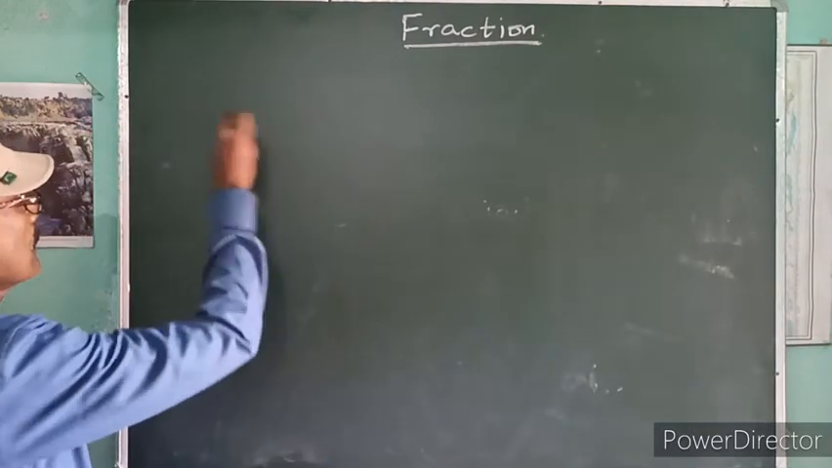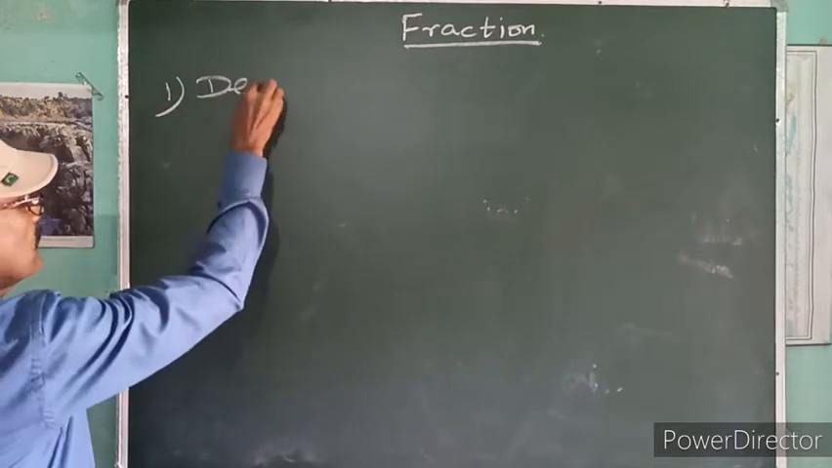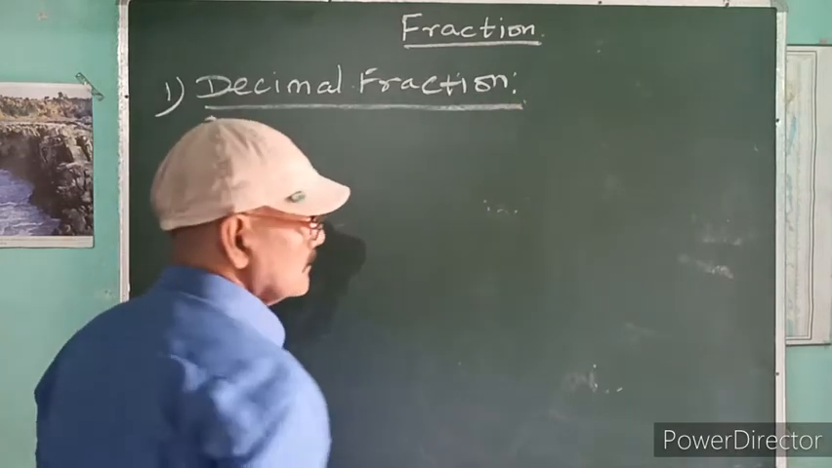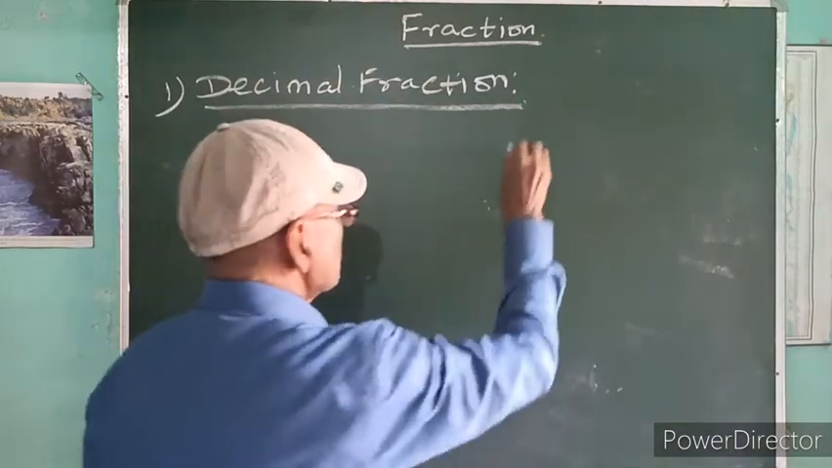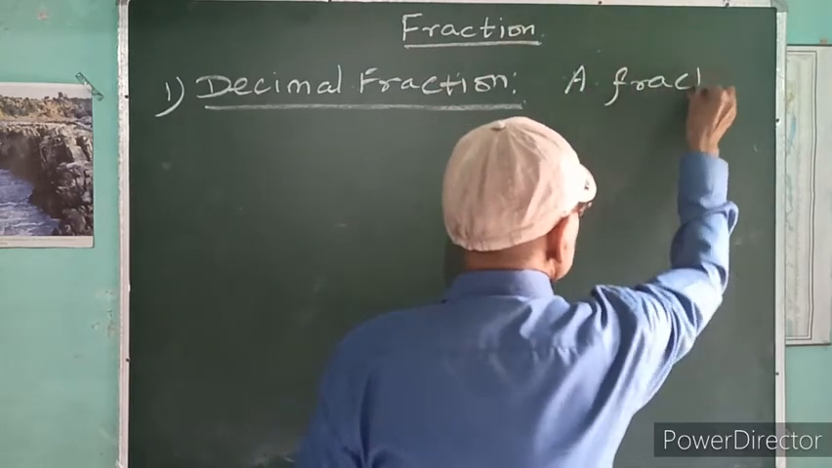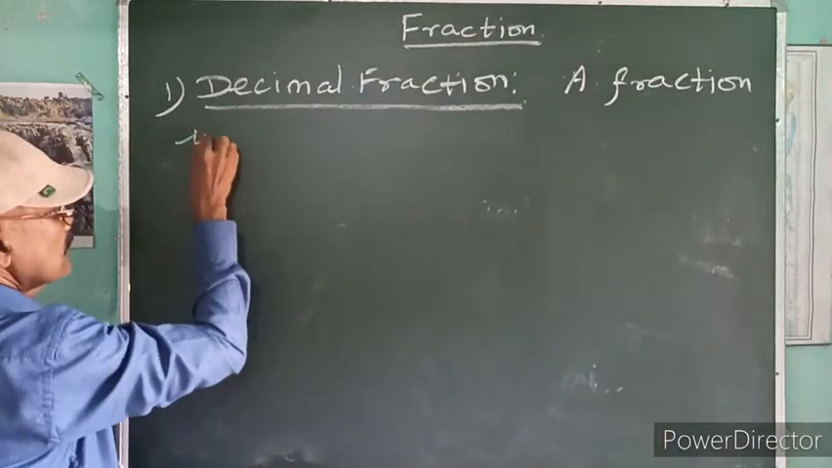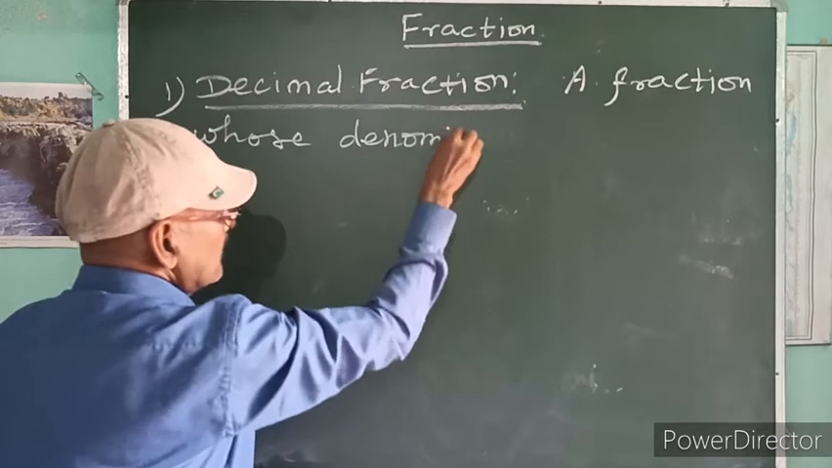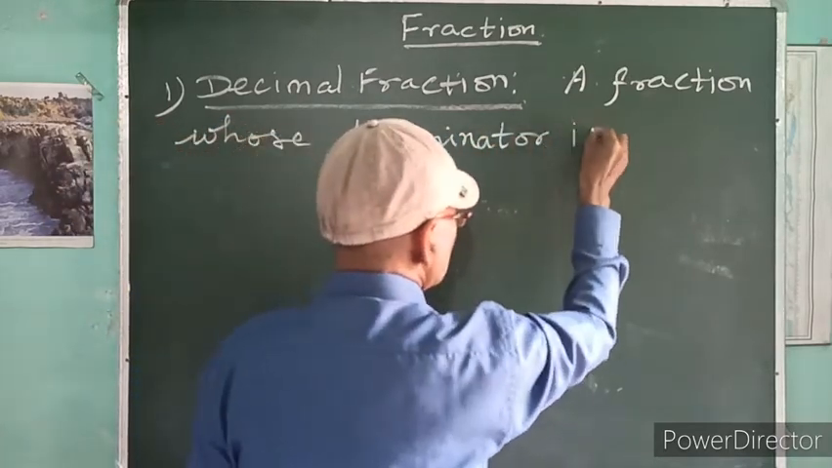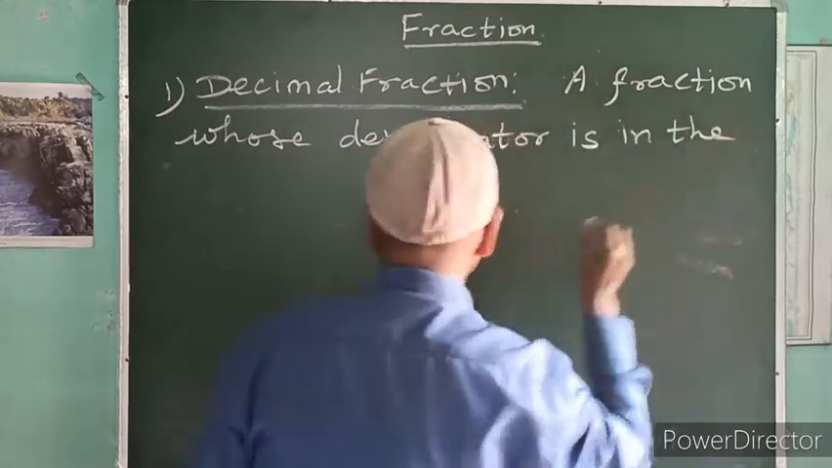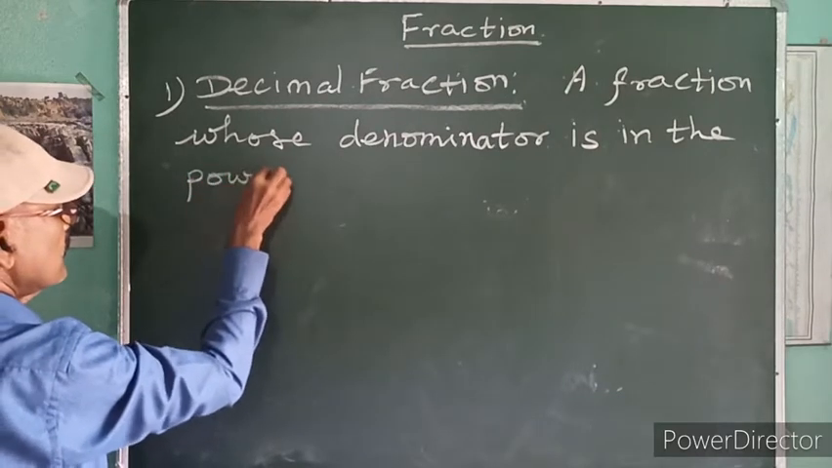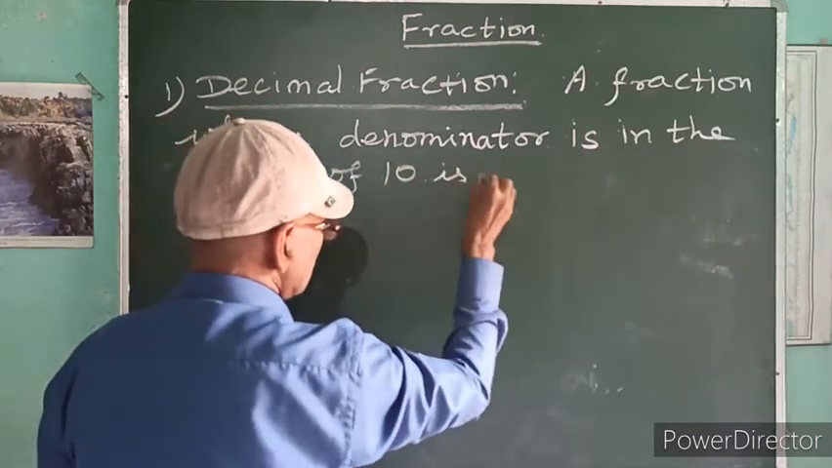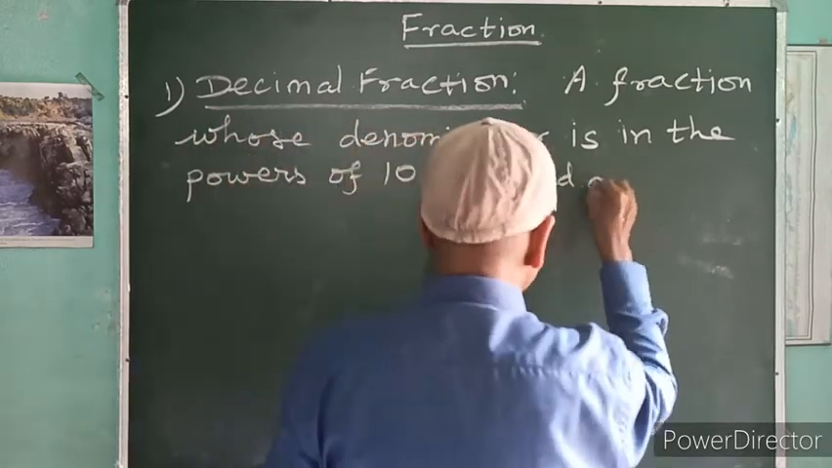First number is decimal fraction. Now, a fraction whose denominator is in the powers of 10 is called decimal fraction.